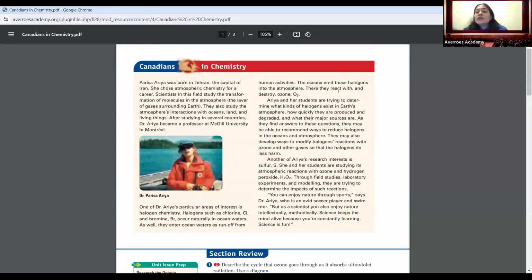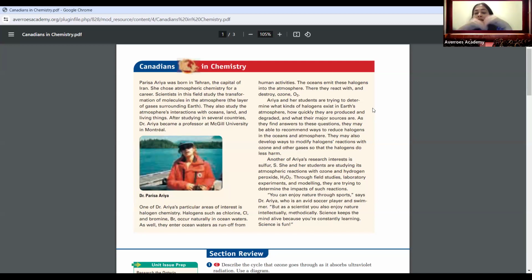So all of that runs off from human activities and goes into the ocean, and the oceans emit these halogens into the atmosphere, and then they react with and destroy the ozone layer. The ozone layer is a protective layer around our planet. It blocks UV rays, so too many UV rays don't come into the earth.